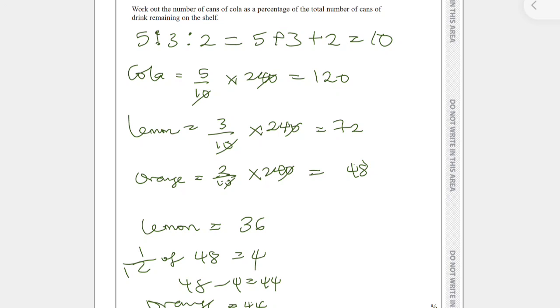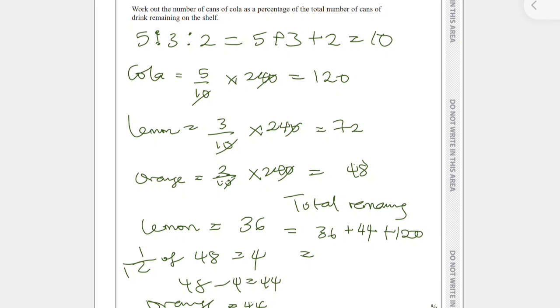So work out the number of cans of cola as a percentage of the total number of cans of drink remaining on the shelf. So first, the total remaining will be equal to 36 plus 44 plus 120. So 36 plus 44, that is 80.